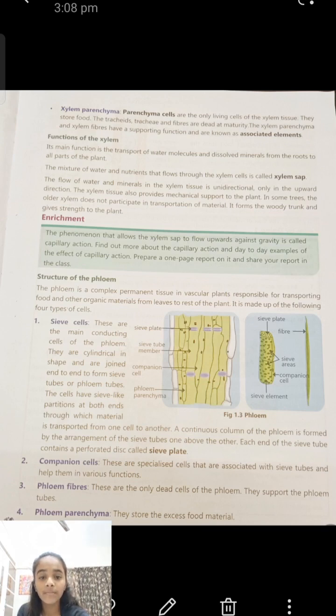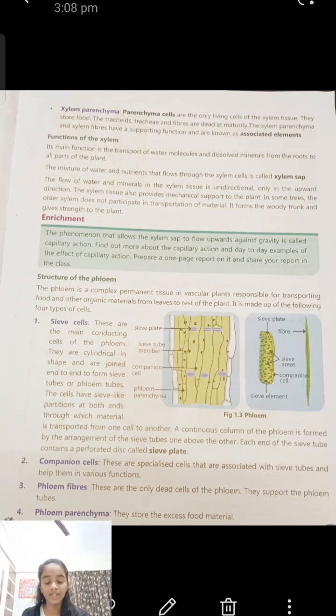Now question number 27. What is phloem made up of? It is made up of the following four types of cells: sieve cells, companion cells, phloem fibers, and phloem parenchyma. Now first let's see sieve cells. What are sieve cells? These are the main conducting cells of the phloem.